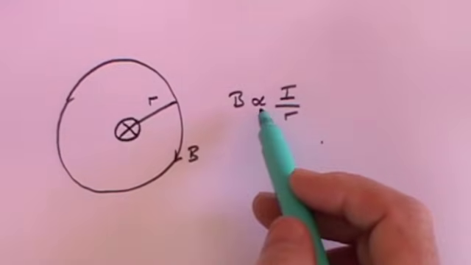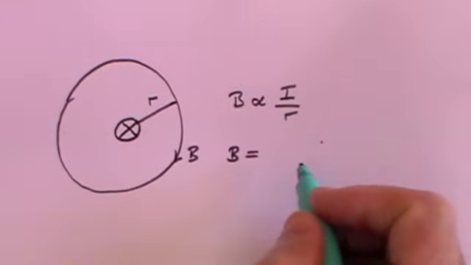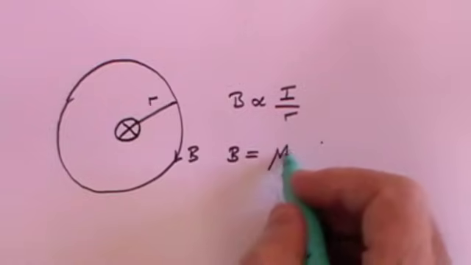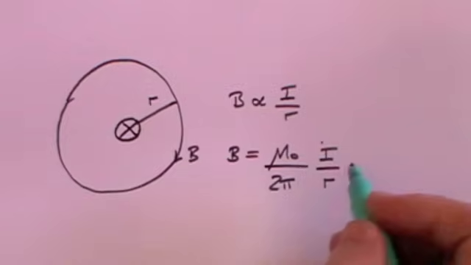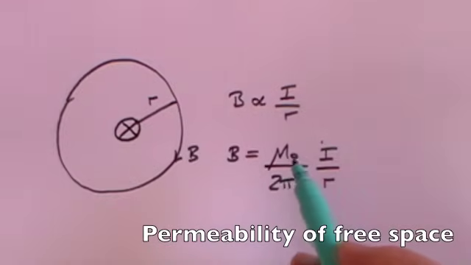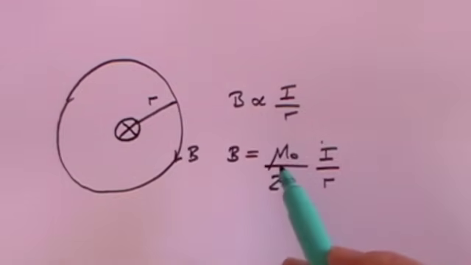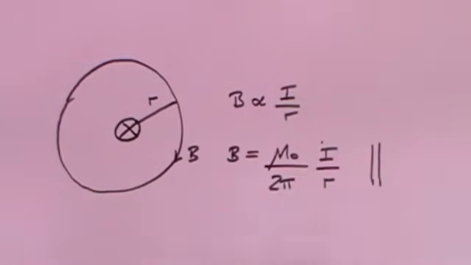Whenever you have a proportional term, you can always put a constant in, and so what we say is that B is equal to a constant, and the constant is called mu0 over 2 pi, times I divided by R. Mu0 is what is called the permeability of free space, not the permittivity, that was epsilon. This is the permeability of free space, and this formula here is essentially a formula that was derived by Biot-Savart, sometimes called the Biot-Savart law.